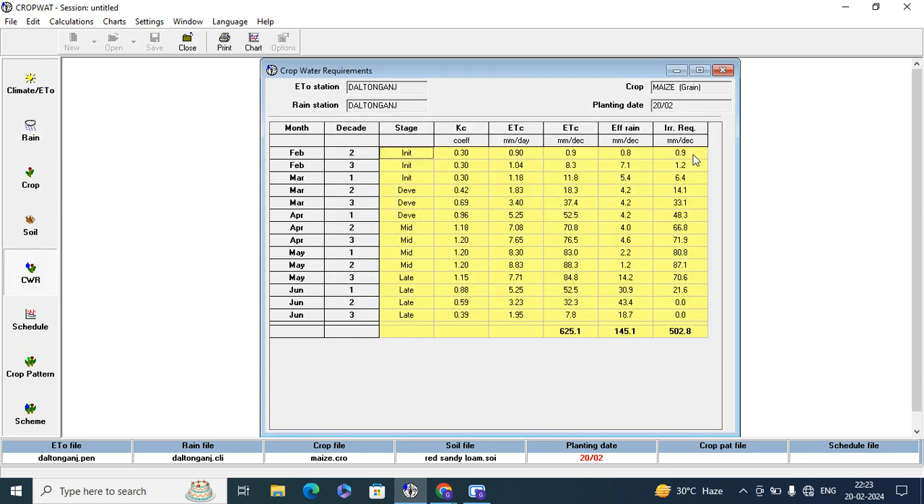Again, I go to CWR. So this irrigation water requirement is in millimeter.